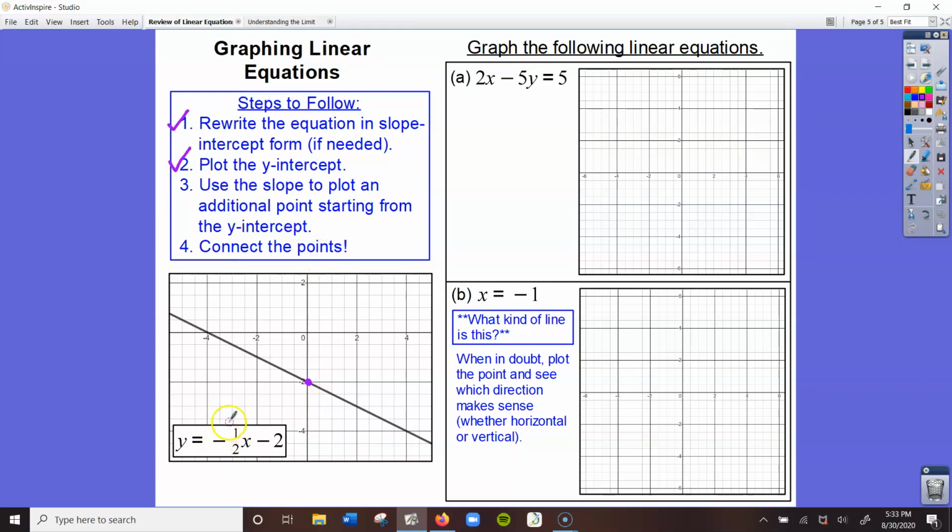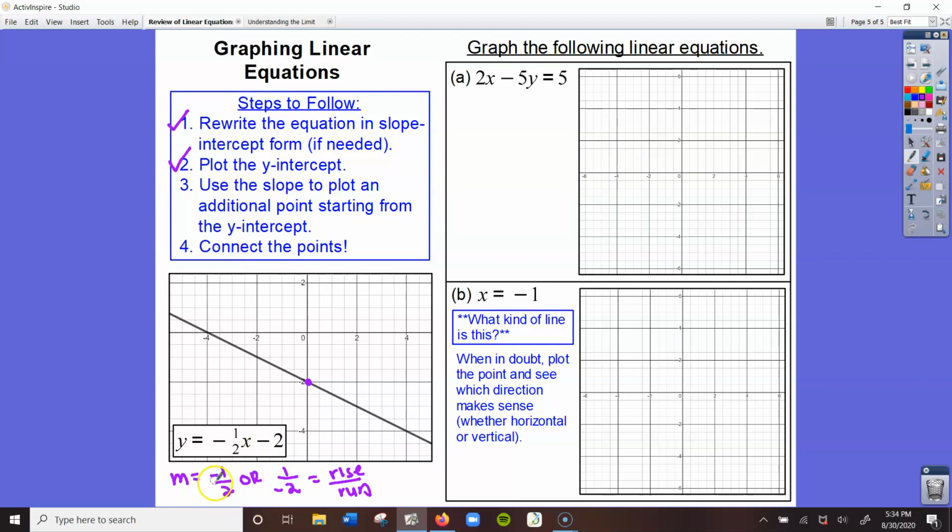My slope is negative 1/2. Now, when you have a negative on the outside, that means that either you can attach the negative to the numerator, or you can attach the negative to the denominator. It doesn't matter which one. Remember that slope is rise over run. So the first number will tell you whether to go up or down, and the bottom number will tell you to go left or right.